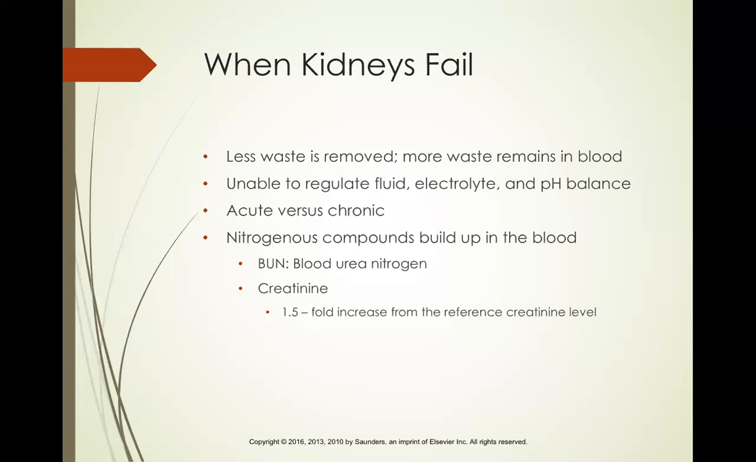When the kidneys fail, less waste is removed and it remains in the blood. There's an inability to regulate your fluid, your electrolyte, and your pH balance. Kidney disease can occur either acutely, which is usually due to lack of volume, or if it is sustained due to comorbidities of hypertension and diabetes or polycystic disease, then it can become chronic. One of the things that you see is a nitrogen compound buildup in your blood, and that's why there is that rise in the BUN. Once actual kidney damage occurs, then there's a rise in the creatinine.